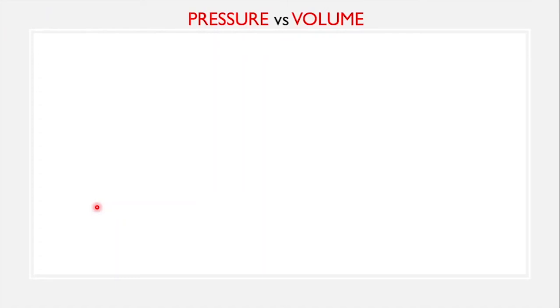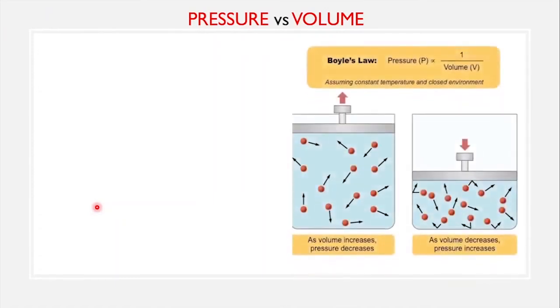And the second basic point is the relationship between the pressure and volume. According to Boyle's law, pressure is inversely proportional to the volume. You observe the pictures here. In this picture, 13 molecules are there, but volume is more here. The same 13 molecules are here and volume is less. Look, as volume increases, the pressure decreases. As the volume decreases, the pressure increases. So this is the relationship between the pressure and volume.